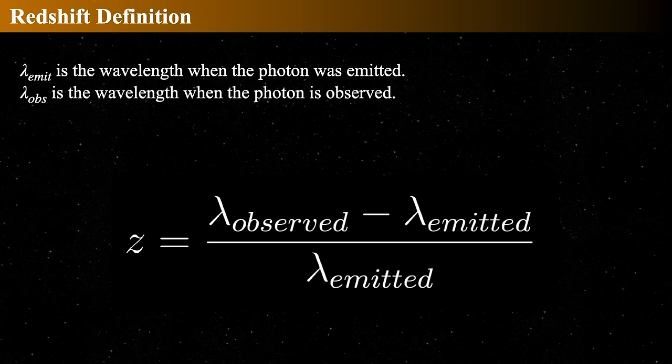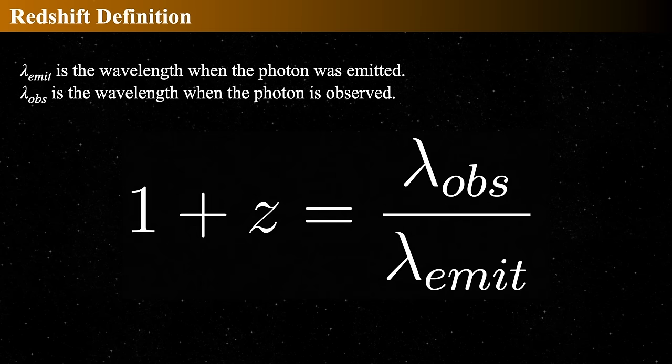First, let's define the idea of redshift. Redshift, z, is a unitless measure, not of distance, but of the difference between the observed wavelength of light and the emitted wavelength of light, divided by the emitted wavelength. Basically, it's a measure of how much the light has been stretched or compressed from its original emitted wavelength.